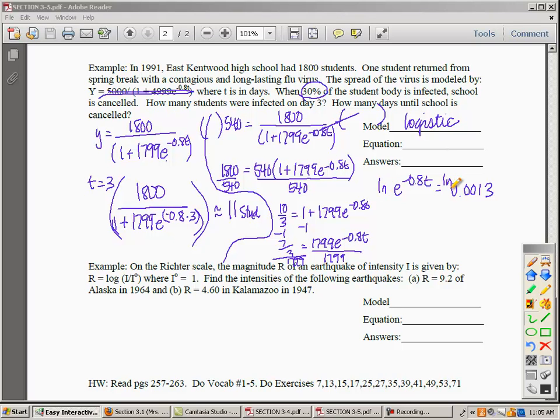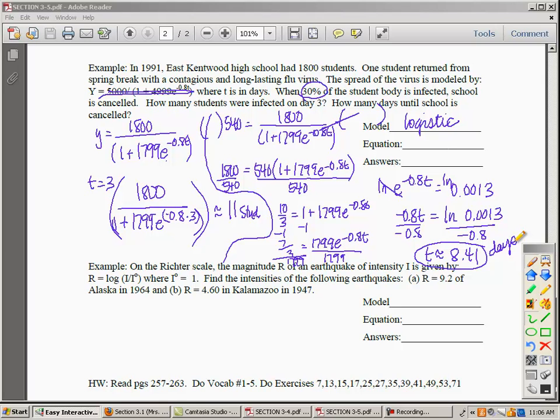Because again we have a base e, and this kind of seems to be the trend in the story problems, we're going to take the natural log of both sides. So that negative 0.8t equals the natural log of 0.0013. And to save all the decimal work, I'm just going to show it to you this way. What ends up happening then is t is about 8.41. And so if we talk about this in terms of days, how many days until school is canceled, you could say about 8.4 days, as long as you keep that in. 8.4 days, 8.5 days.